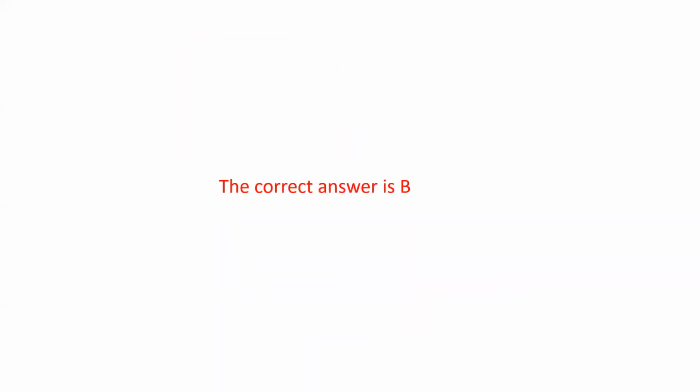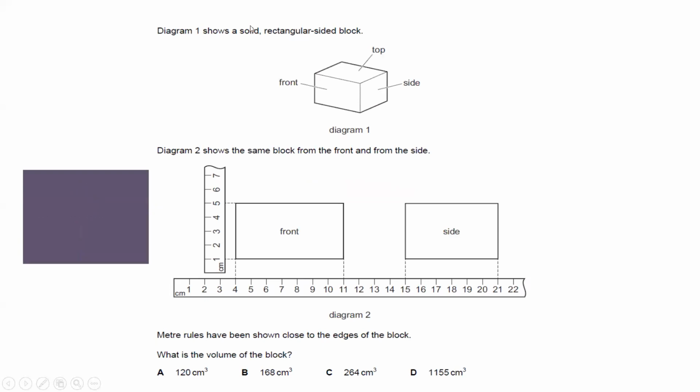So when you check the answer, the correct answer is B. Why is B the correct answer? Because the volume is equal to length, width, and height. This is the front face. It is starting from 1 and ending at 5. So this is 4. Then this is starting from 4 and ending at 11. So this is 7. And the side, it is starting from 5 and ending at 21, so it is 6.